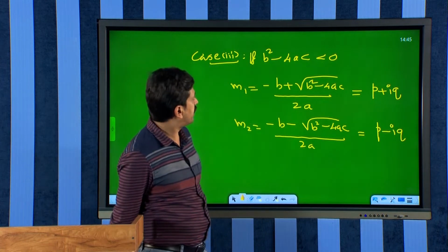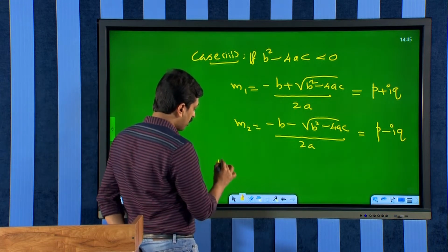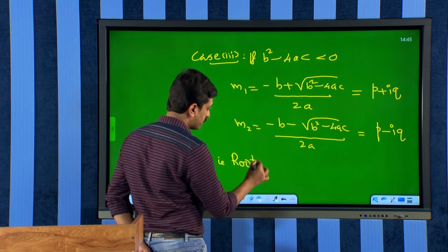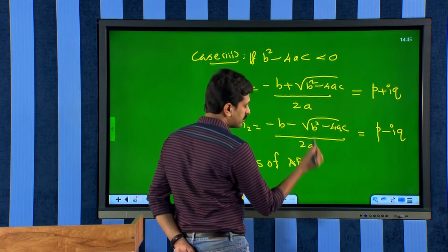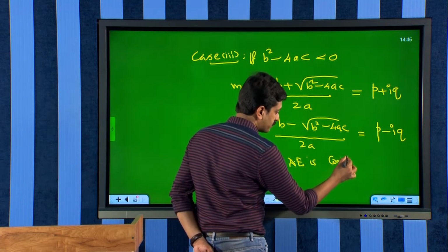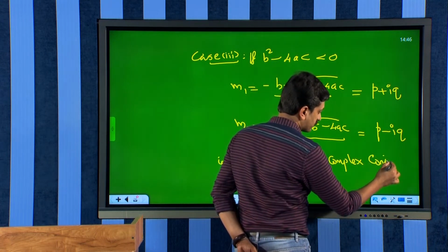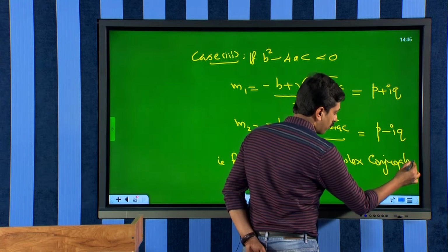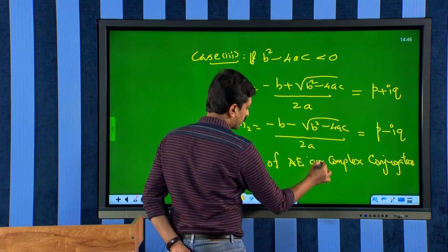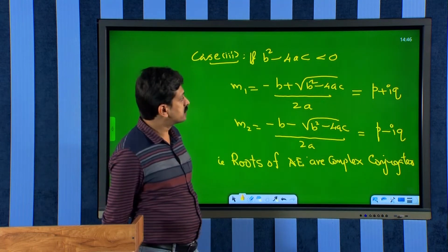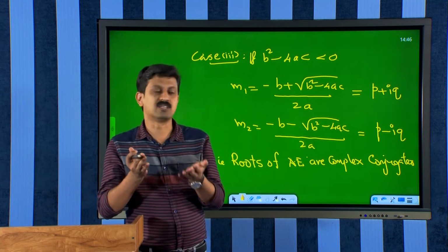So in this case, if b square minus 4ac is less than 0, then the roots of the auxiliary equation are complex conjugates, that is p plus iq and p minus iq. Our question is: how can we represent the general solution?